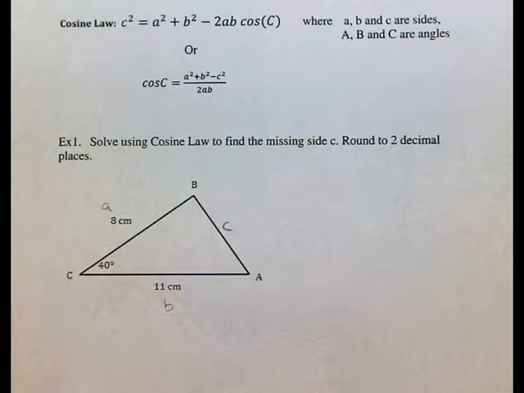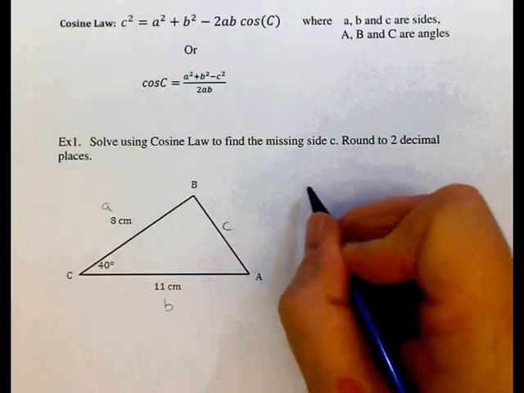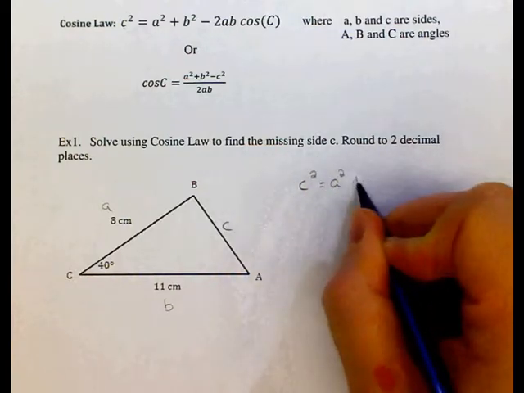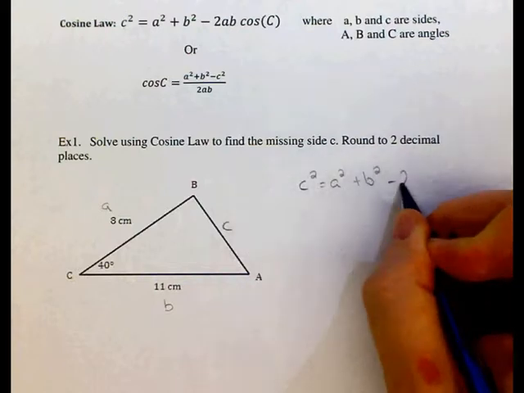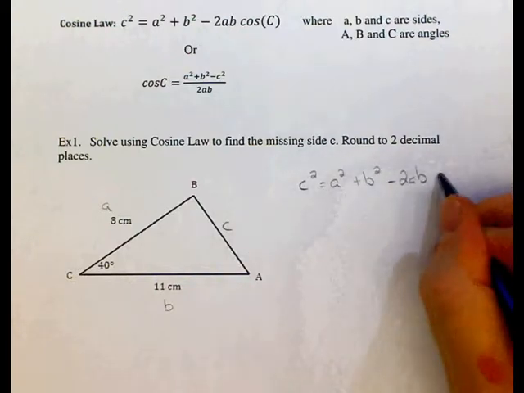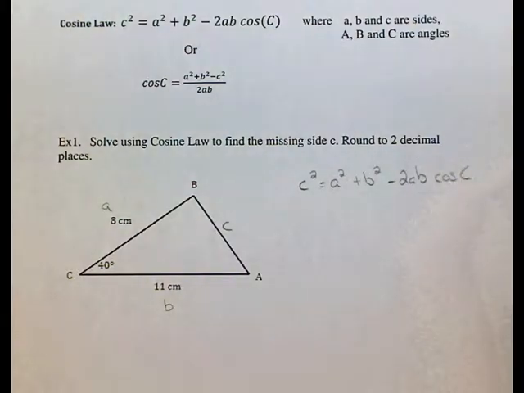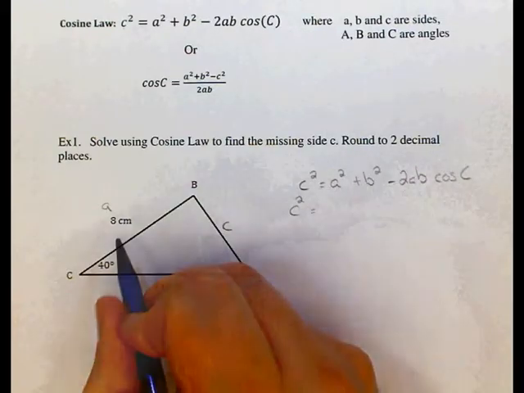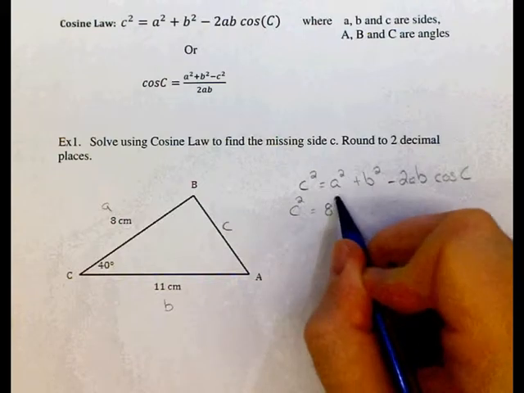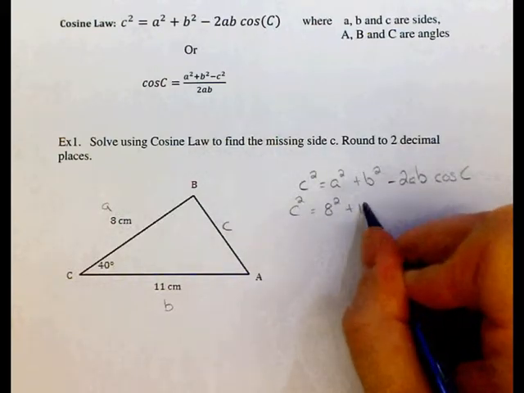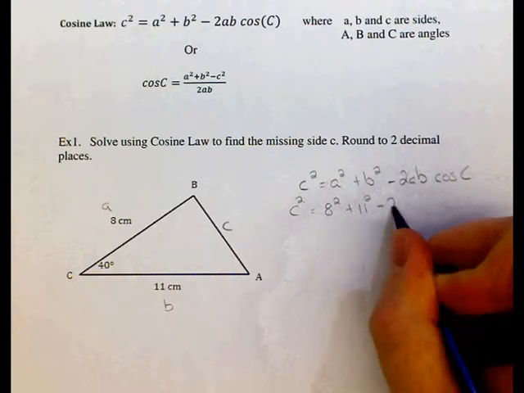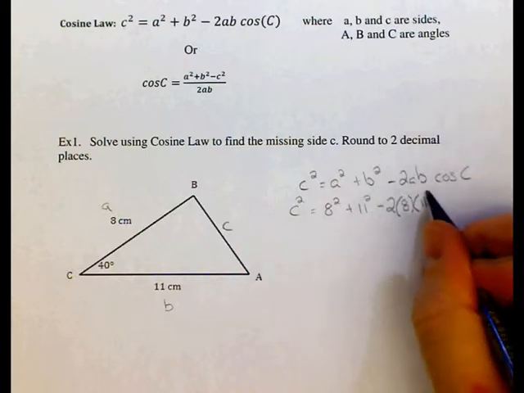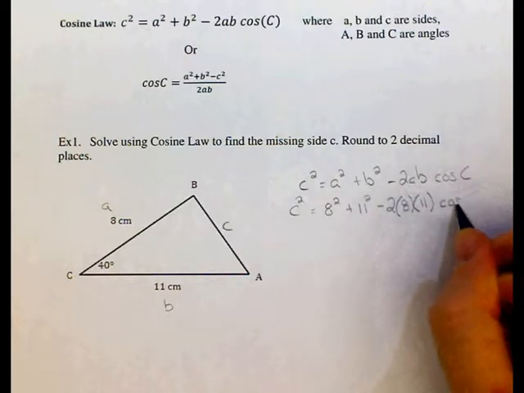So we're going to use the cosine law to solve for the side. C squared equals a squared plus b squared minus 2ab cos of c. Substitute. C squared equals a is 8 plus b is 11 minus 2 times 8 times 11 times the cos of 40.